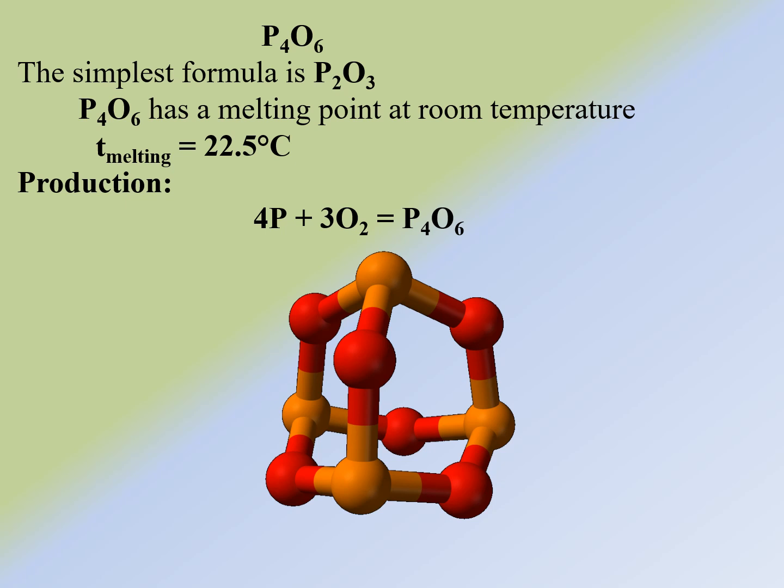This is the structure of P4O6, a molecule, while the simplest formula of this oxide is P2O3. The melting temperature is just 22.5 degrees Celsius.